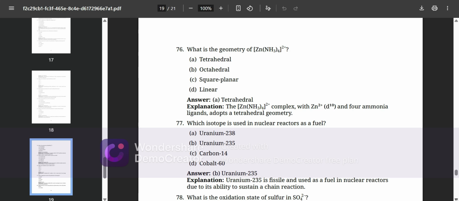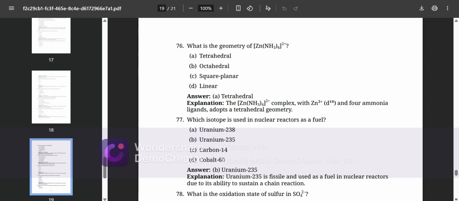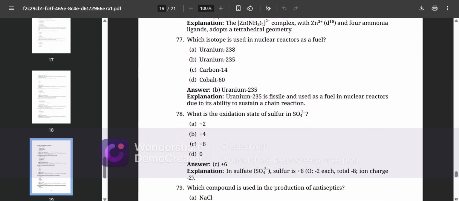Tetrahedral. The [Zn(NH3)4]2+ complex with Zn2+ d10 and 4 ammonia ligands adopts a tetrahedral geometry. Which isotope is used in nuclear reactors as a fuel? Uranium-235. Uranium-235 is fissile and used as a fuel in nuclear reactors due to its ability to sustain a chain reaction.